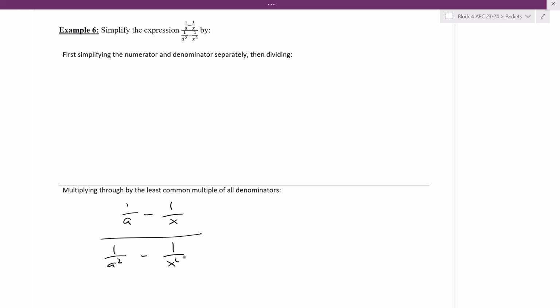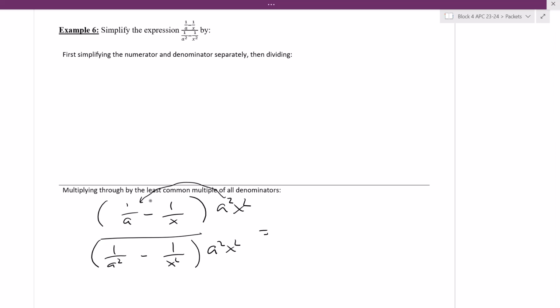Like if I want to get rid of this a over here, I'm going to have to multiply top and bottom of the fraction by a. That leaves x, that also leaves an a here, and so I'm going to multiply by a squared and x squared. You see that would cancel everything? But let's try it. Multiply top and bottom by a squared x squared. Don't forget to use which property? Distributive property. But also identity property. We're using identity property of multiplication.